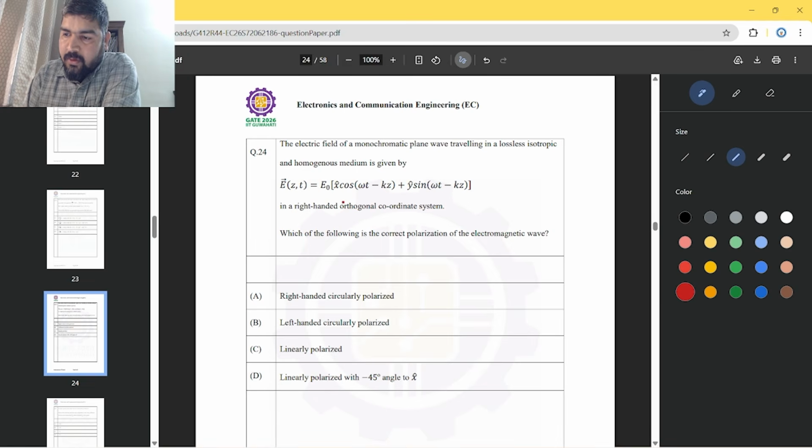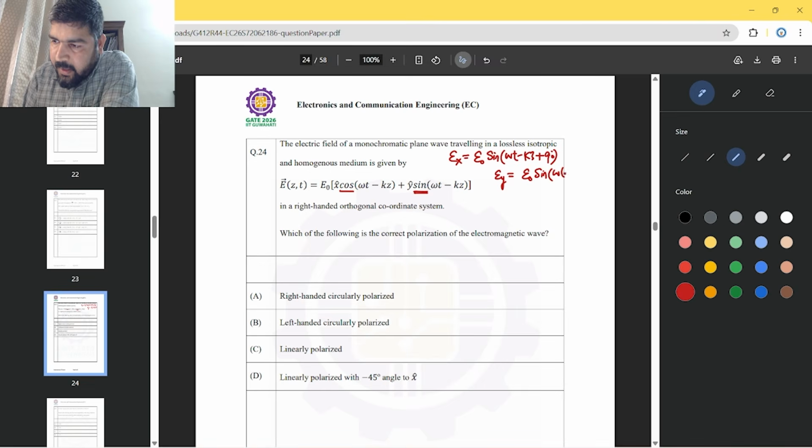Okay, so let me separate the two components. First, write the X component. The X component is E0. I can convert this cos into sine because the Y component is given in sine, so it will be better to convert this into sine as well. So E0 sine of omega t minus kz plus 90. Whenever you convert cos into sine, you have to add 90 to it. And the Y component of the electric field is E0 sine of omega t minus kz.